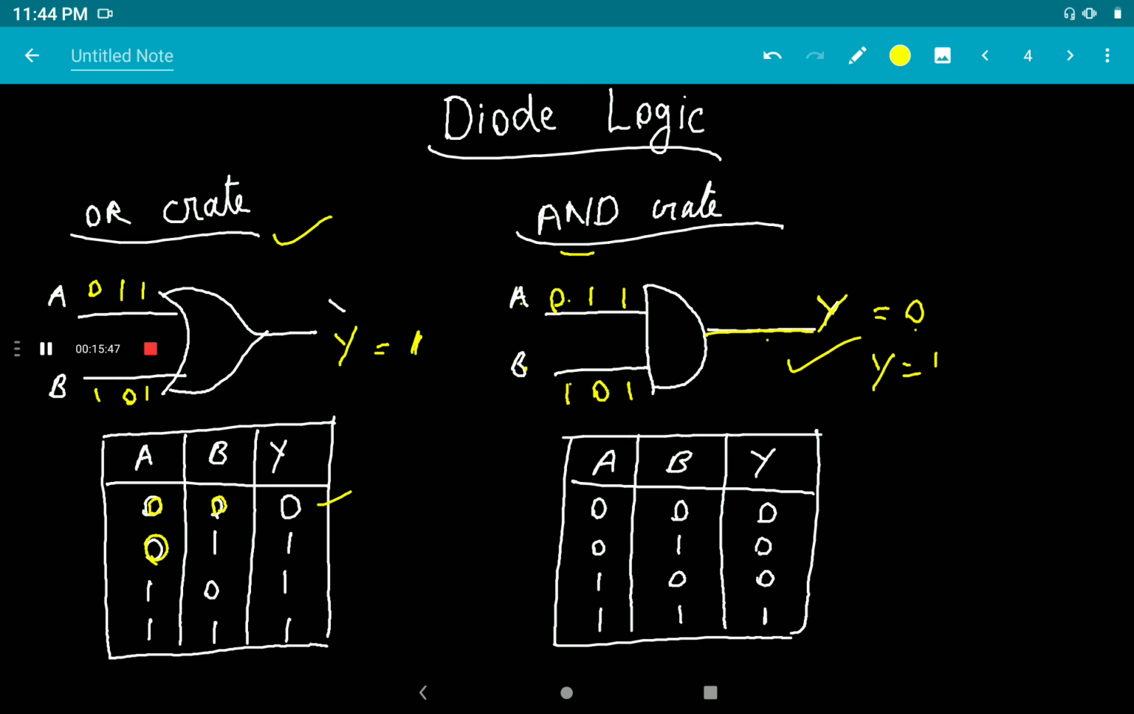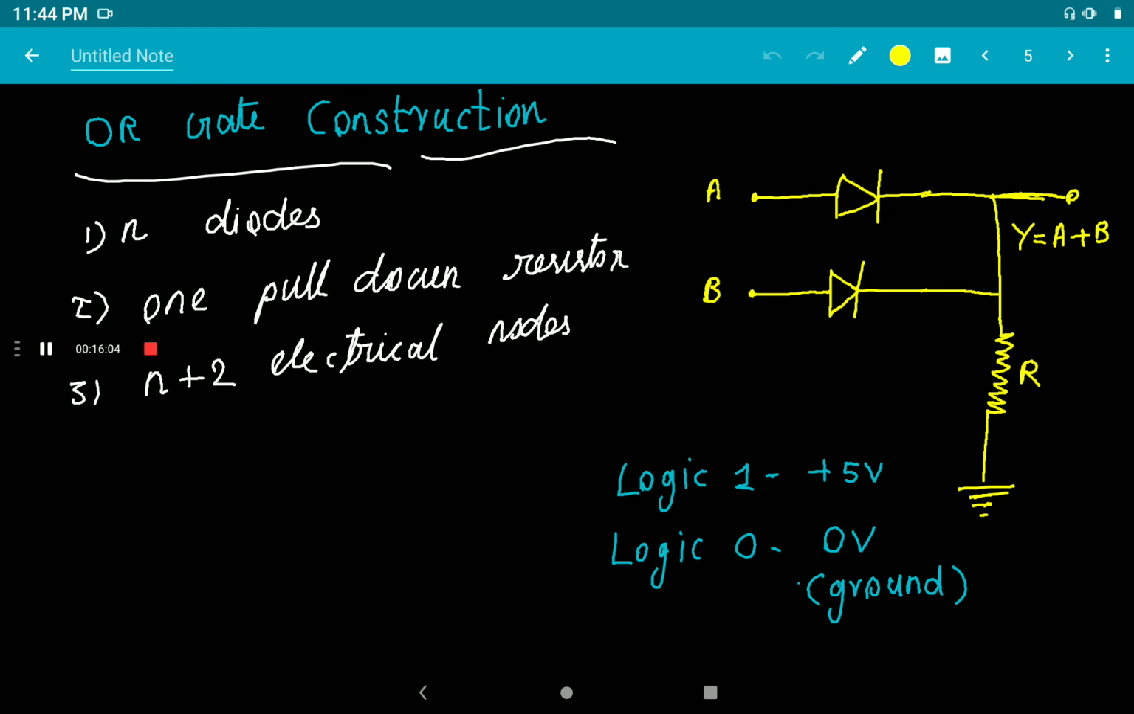Now we are going to discuss how these OR gate and AND gate, which give outputs like this, can be produced by using diodes. So we are going to study the construction of OR gate and AND gate using diodes. First is the OR gate construction. It is a circuit that uses diodes to construct Boolean logic gates. Diode logic gates means it is a circuit that uses diodes to construct Boolean logic gates. So first we take the OR gate.